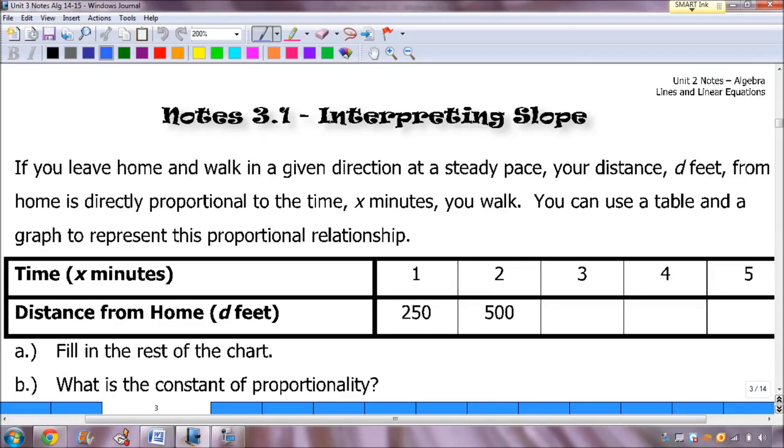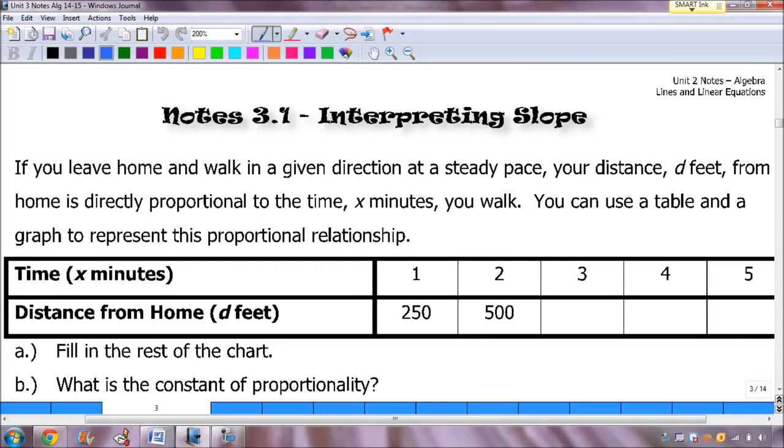Let's look at question number 1. If you leave home and walk in a given direction at a steady pace, your distance, which is measured in d feet, from home is directly proportional to the time, which is measured in x minutes, that you walk. You can use a table and a graph to represent this proportional relationship. Proportional relationships is not something new that you have learned. You learned it in 7th grade last year. So let's fill in our information right here.